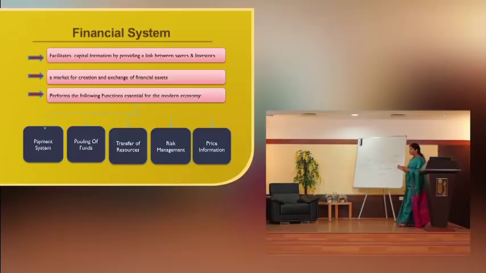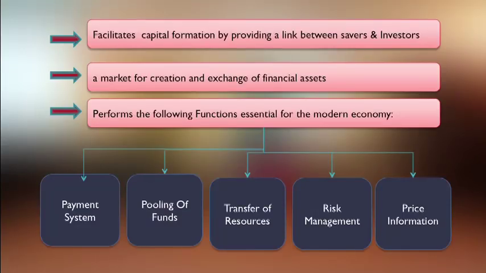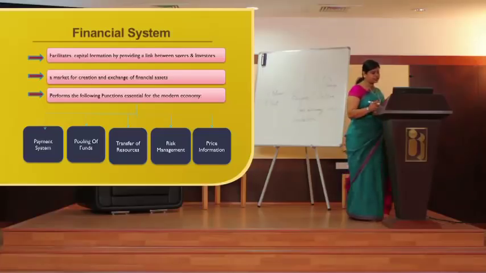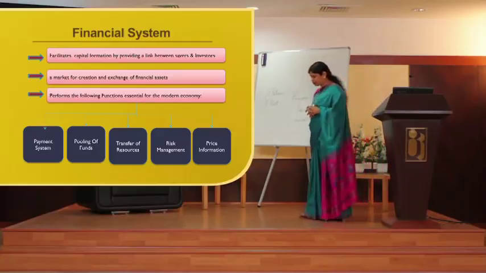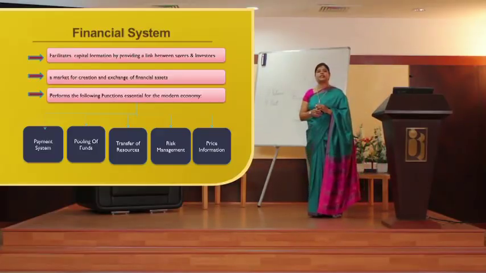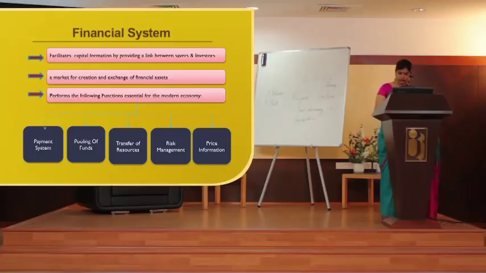It facilitates capital formation by providing a link between the savers and investors, right? So, they act as an intermediary. The financial system is an intermediary between the savers and the investors, a market for creating and exchanging financial assets. It performs the following functions essential for the modern economy. Now, what are the functions performed by the financial system? Firstly, the payment system, pooling of funds, transfer of resources, risk management, which is very important as of today, and then the price information, right, friends. So, we are going to elaborate all these essential functions at length.